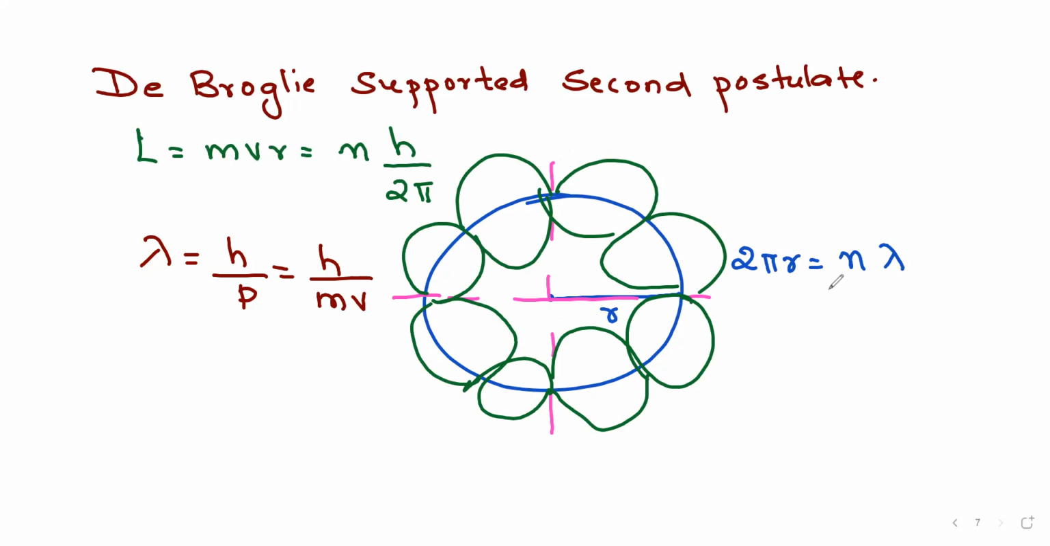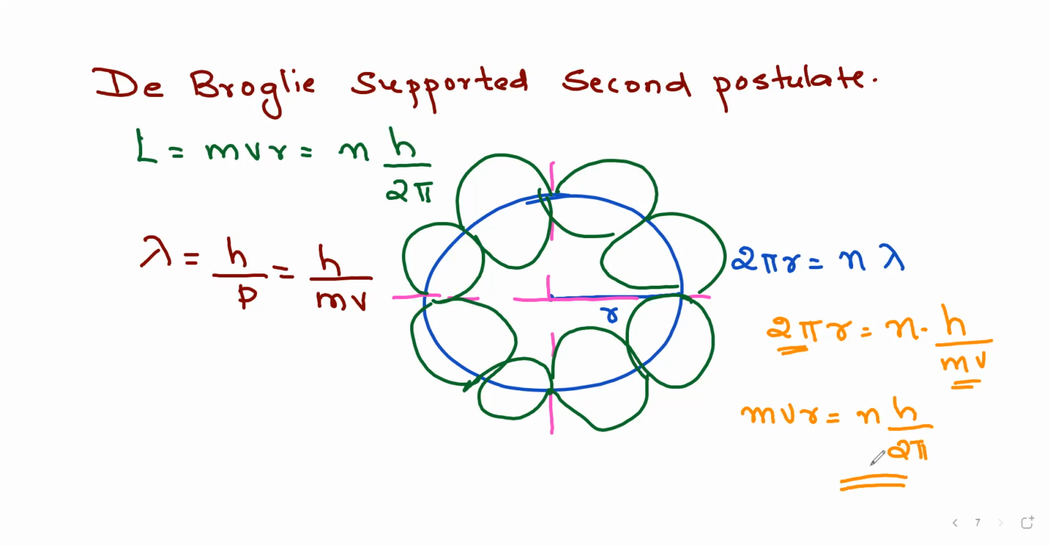So in 2 pi r we have n number of lambdas, or we can write it as 2 pi r is equal to n into h divided by mv. So when we rearrange mv with respect to 2 pi, you will get mvr is equal to nh by 2 pi, which is Bohr's second postulate. And this is the entire content of the chapter Atoms.